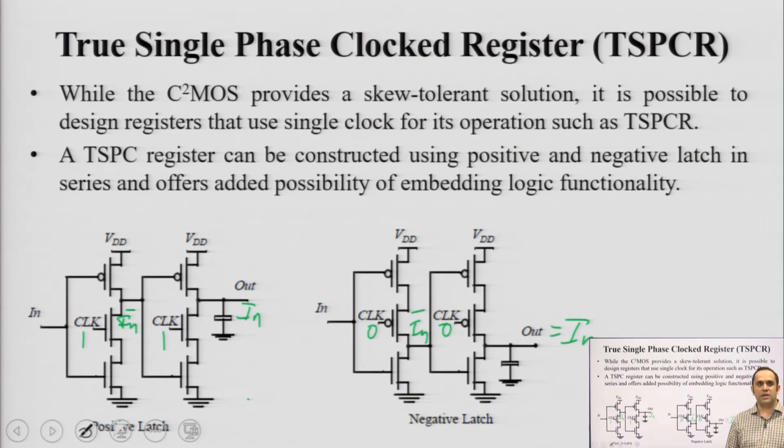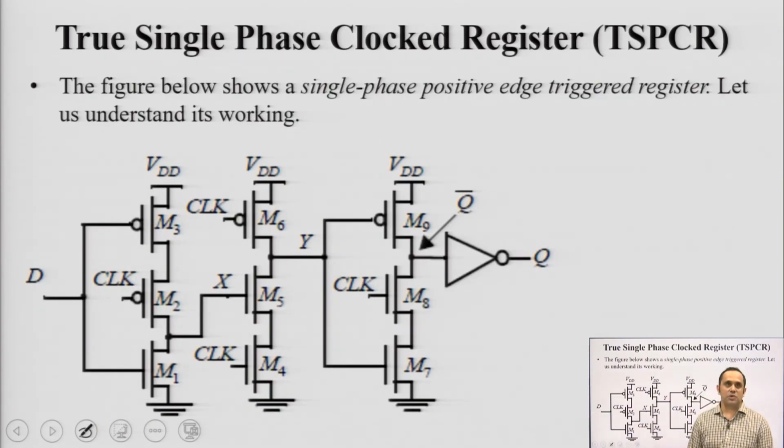Clocked register means it is an edge triggered register where the edge of the clock is taken into account. If you combine a positive latch with a negative latch in series, you get what is known as TSPCR, or true single phase clocked register. Let us understand its working. The circuit shown on your screen is a true single phase, positive edge triggered register.